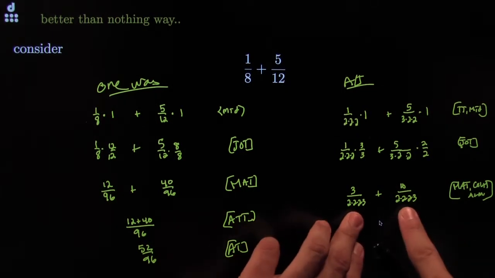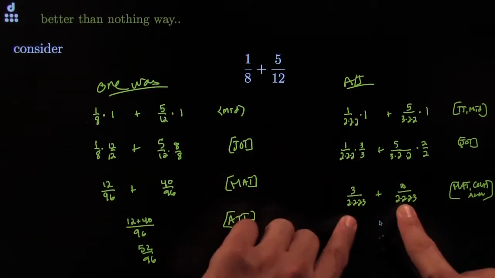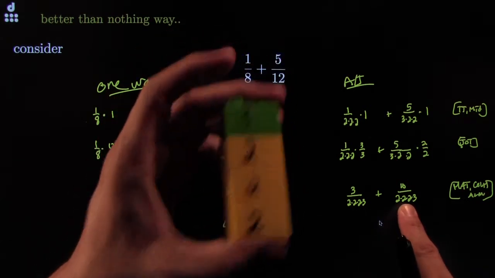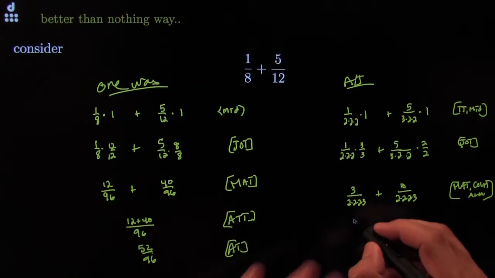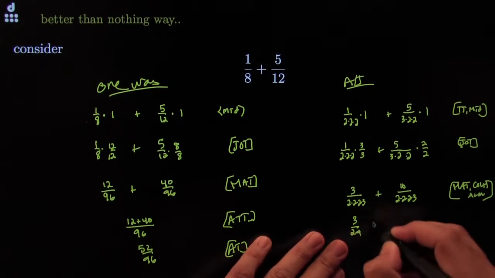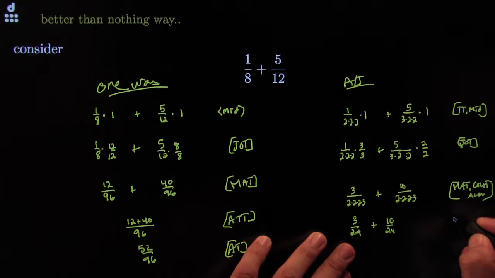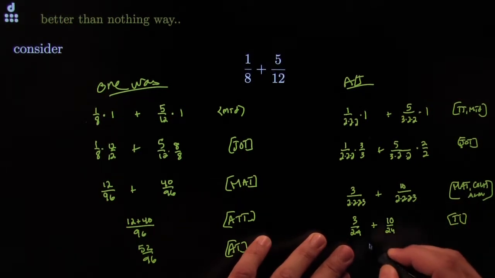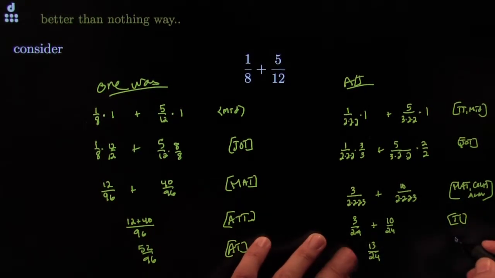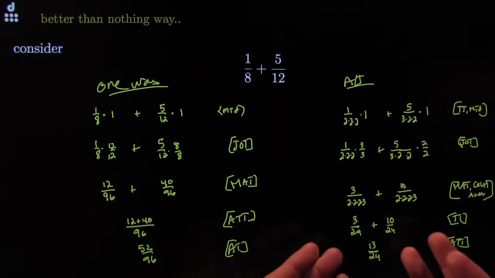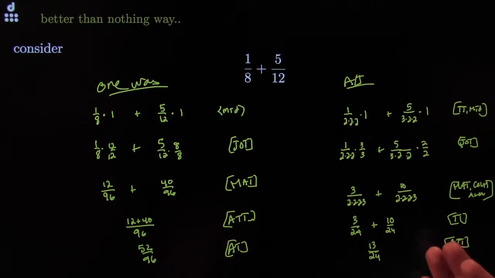But the beautiful thing here is that now we have a common denominator. They both have 2, 2, 2, 3. And so this becomes 3 over 24 plus 10 over 24. This is an optional step if you wanted to just clean it up a little bit. And this becomes, of course, 13 over 24 by adding the tops. So beautiful and elegant. This is the way, the professional way to add fractions.